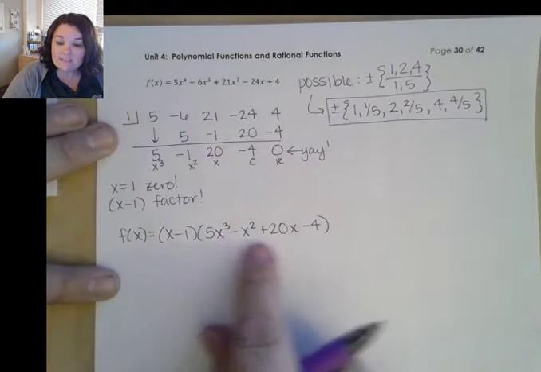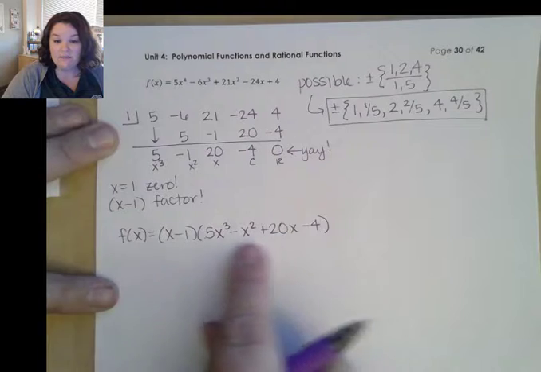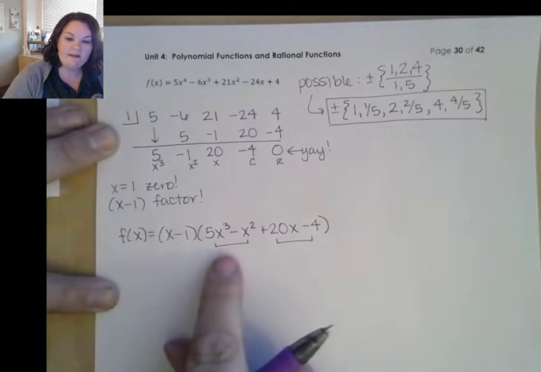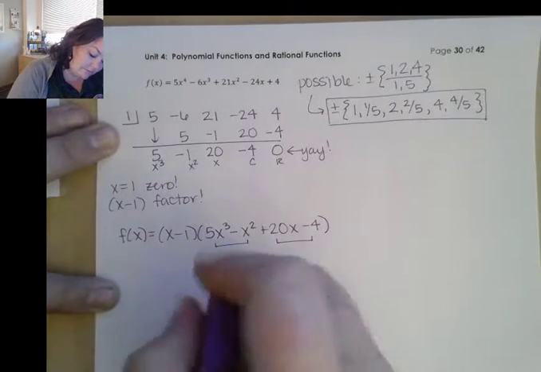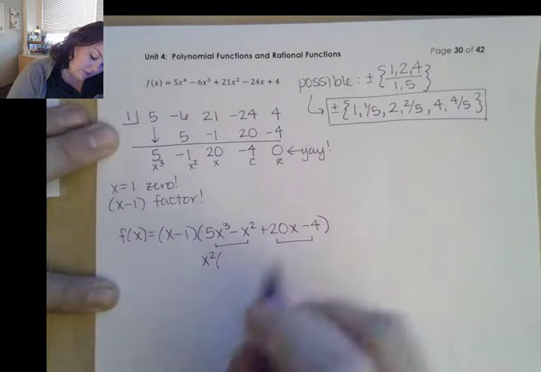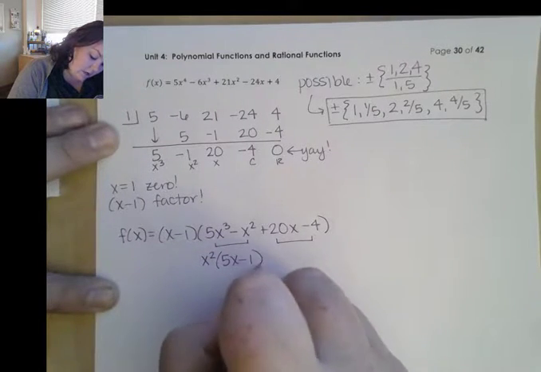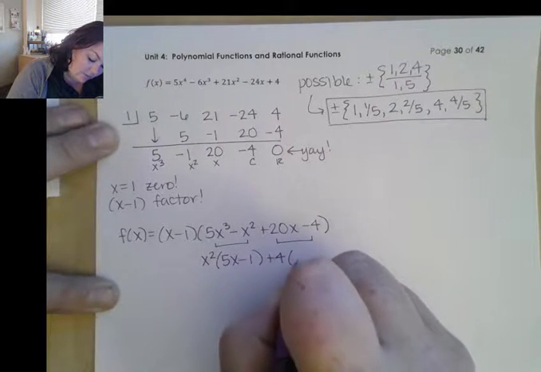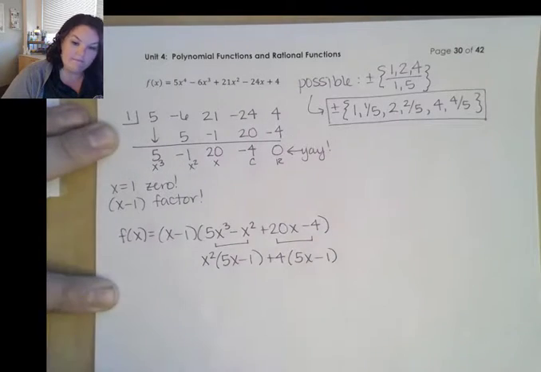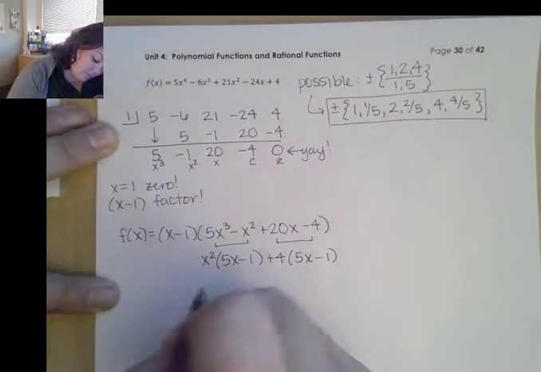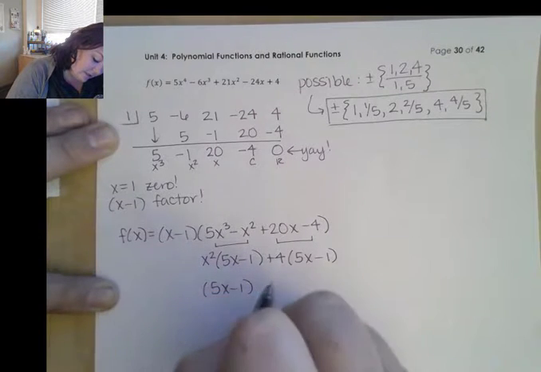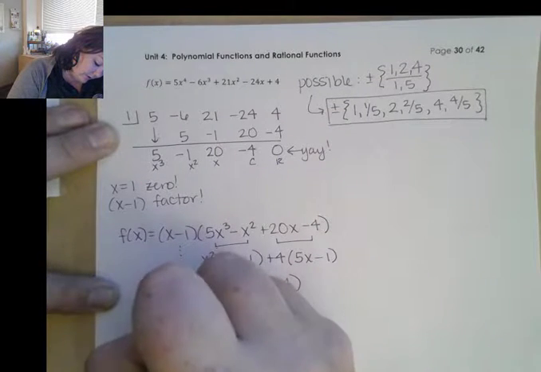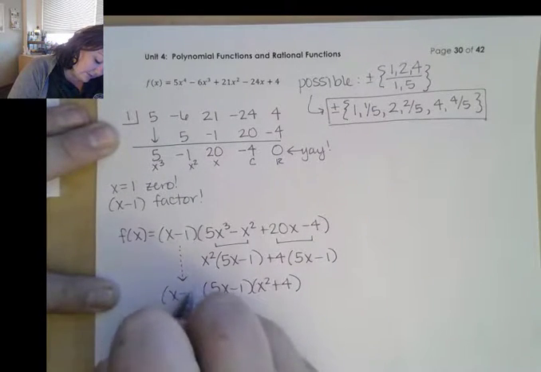Okay? And now this is something we should be able to factor, right? Because there's 4 terms here, so we can try factor by grouping. So when I factor the first 2 terms, I can take out an x squared, which leaves us with 5x minus 1. And then out of the next pairing, I can take out a positive 4, which leaves us with 5x minus 1. So now they both have a 5x minus 1. So if I take out the 5x minus 1, I'll be left with x squared plus 4. Okay, and then don't forget this other factor here of x minus 1.